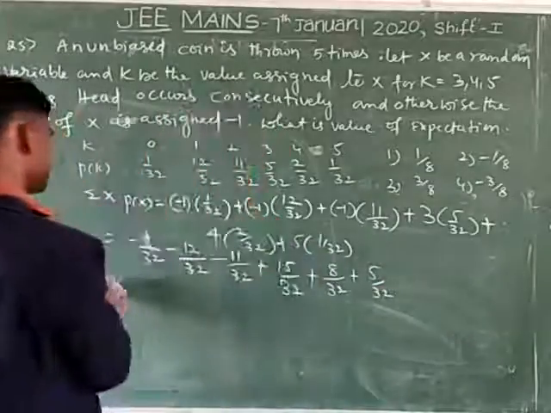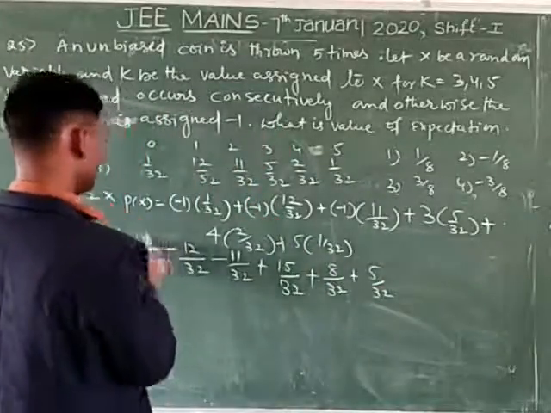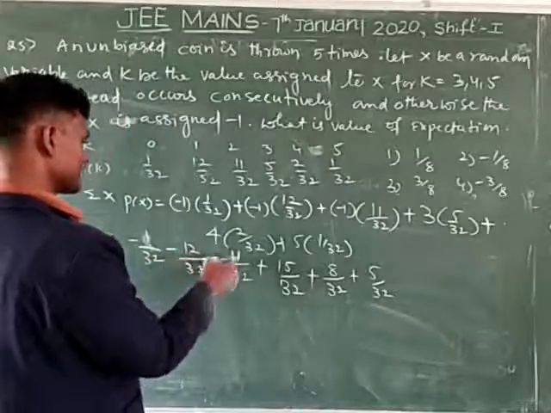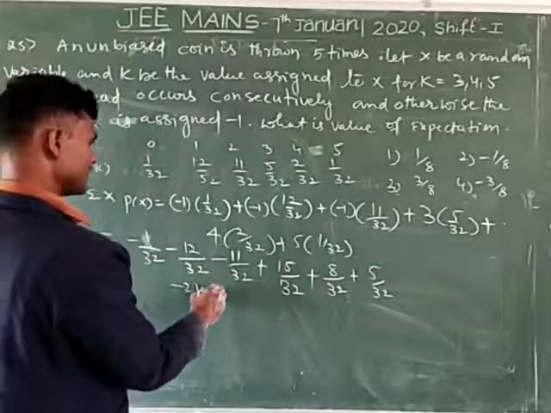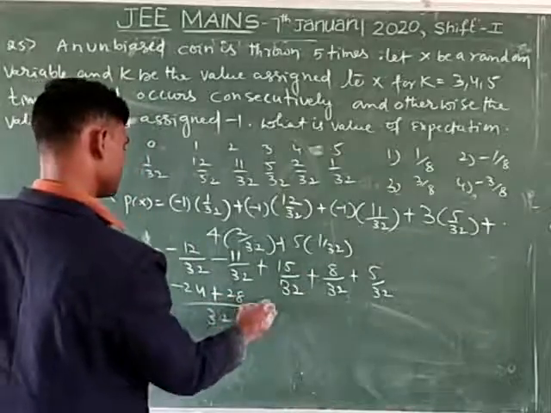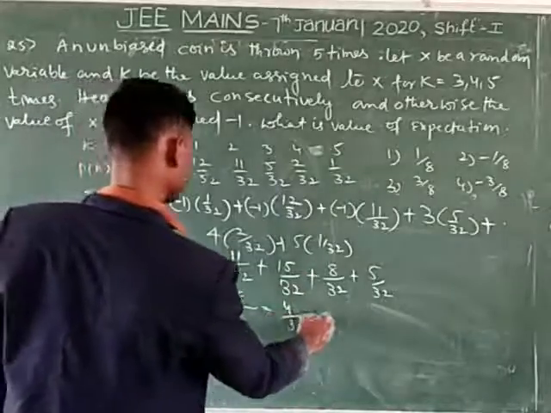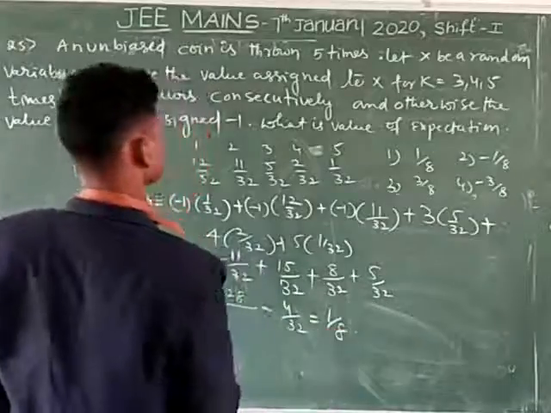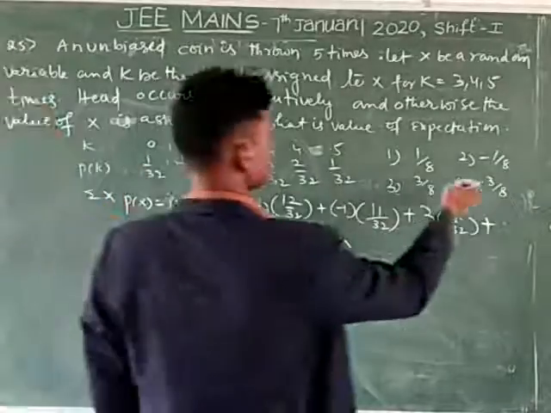Now these are all fractions. Now 1, 12, 13, to minus 24. Then this one is 5, 20, 28 by 32. Here 4 by 32 is equal to 1 by 8. 1 by 8: this is the correct option, the first one.